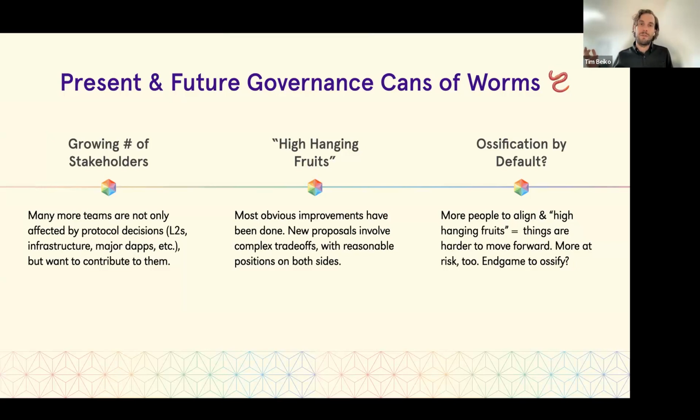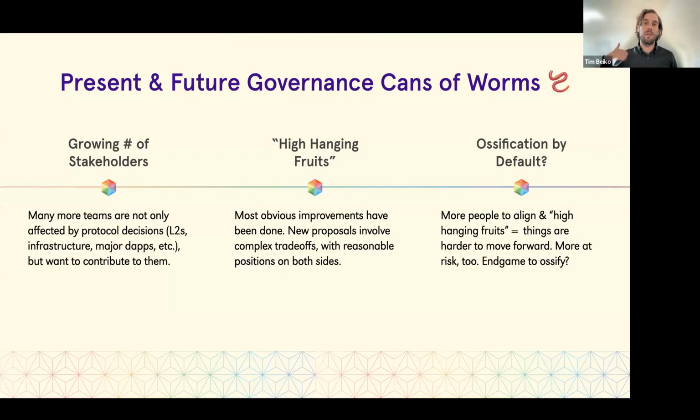And in parallel to this, we have what I call high-hanging fruits. A lot of the obvious quick wins have been done. And so most of the proposals we have or changes we need to do now involve pretty complex trade-offs where you can get a reasonable argument on both sides. So if you combine those two things, there are more people to align and it's less clear what the net benefit is of a change, then it creates more friction to move things forward.